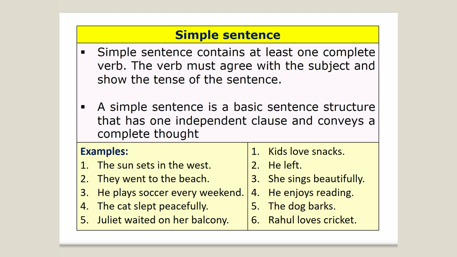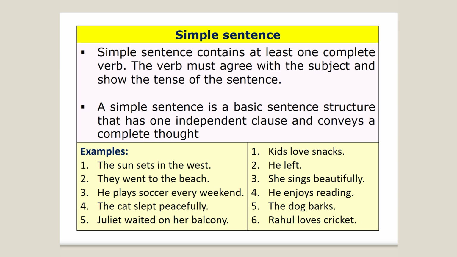For example, these are the different examples. The sun sets in the west. They went to the beach. He plays soccer every weekend. The cat slept peacefully. Juliet waited on her balcony. Kids love snacks. He left. She sings beautifully. He enjoys reading. The dog barks. Rahul loves cricket. These are the examples of the simple sentence.